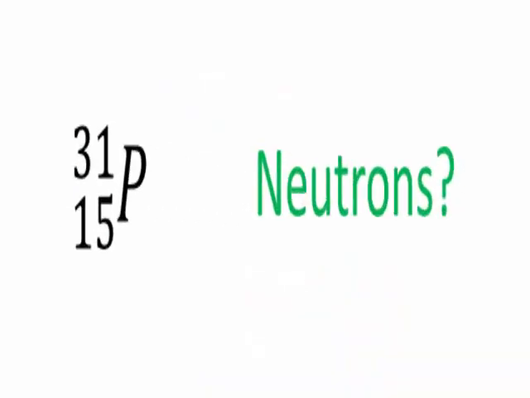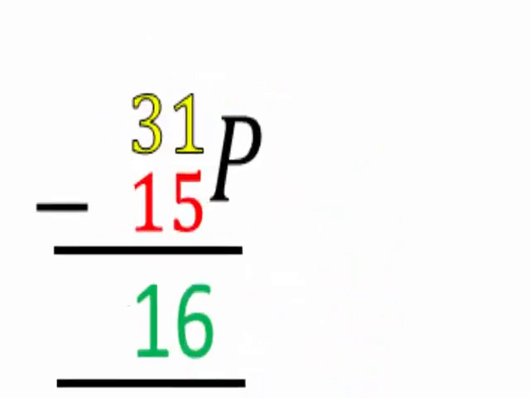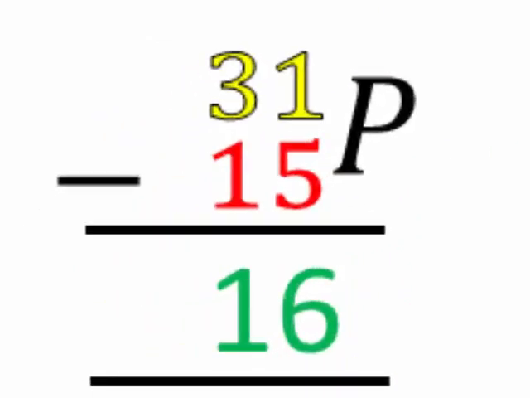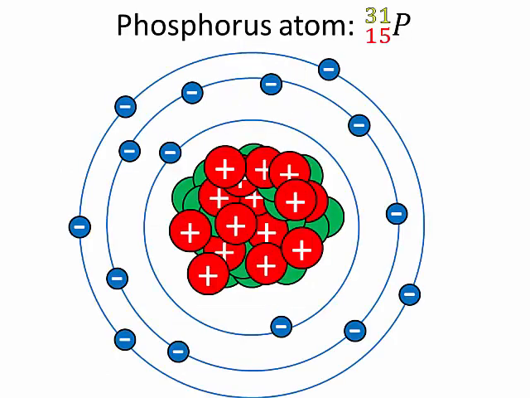How many neutrons in this particular phosphorus atom? 31 minus 15 equals 16. Not every phosphorus atom has 16 neutrons. Some have more, some have fewer. So some are heavier than 31 AMU per atom and some are lighter. That has nothing to do with whether it's phosphorus or not. That just determines whether it's a heavier or a lighter form or isotope of phosphorus.